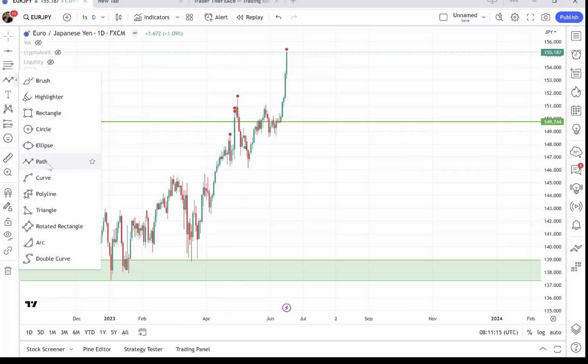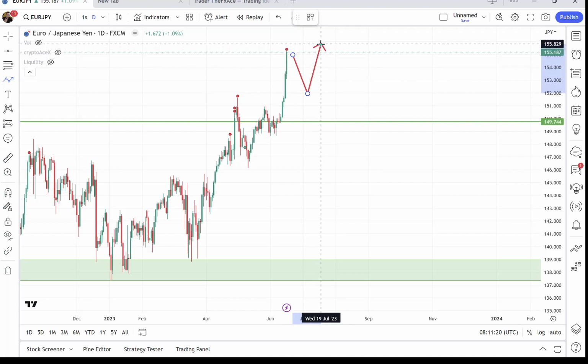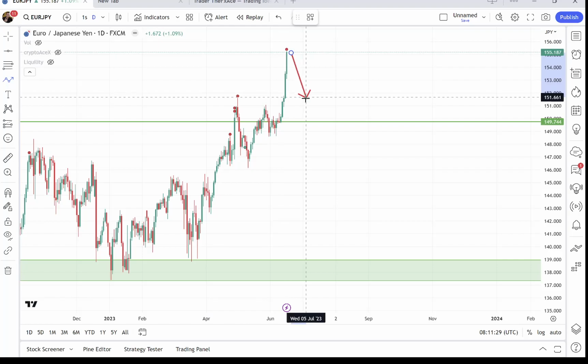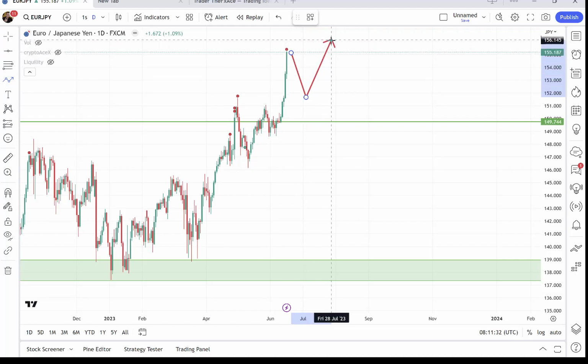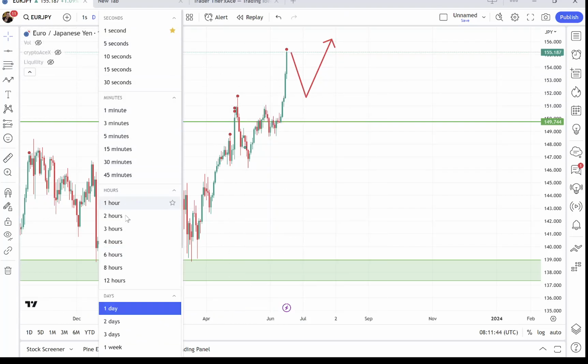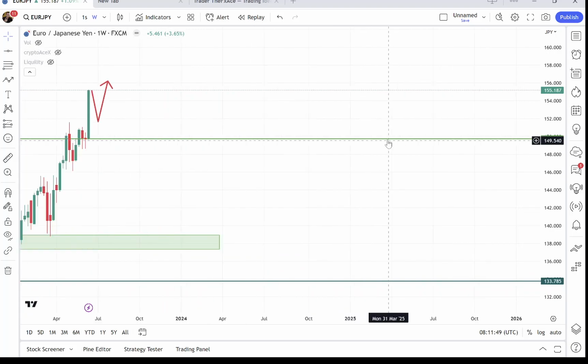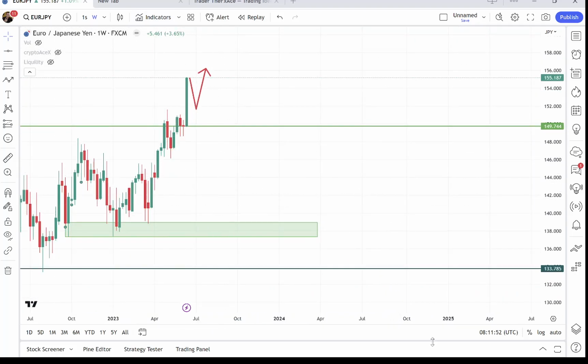So wait for the pullback. If you want to take a bit more risk, you could sell as soon as the market opens. You could sell up towards 156. If you want to short this, take a bit more risk and short. Personally, I will be shorting this week, early this week, to get in on this short move to the downside, and then looking to buy back in around 151. So that's what I expect to see in the week ahead.